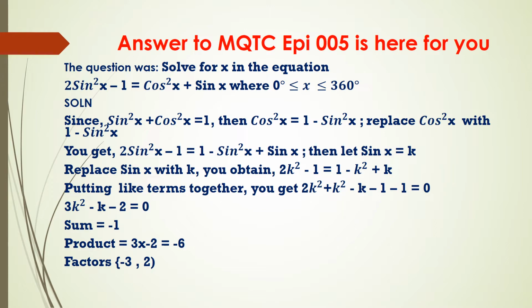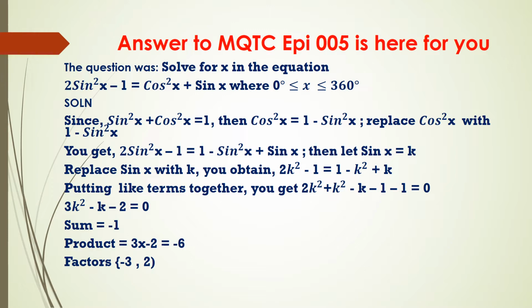The previous question was: solve for x in the equation 2 sine square x minus 1 is equal to cosine square x plus sine x, where x ranges from 0 degrees to 360 degrees.